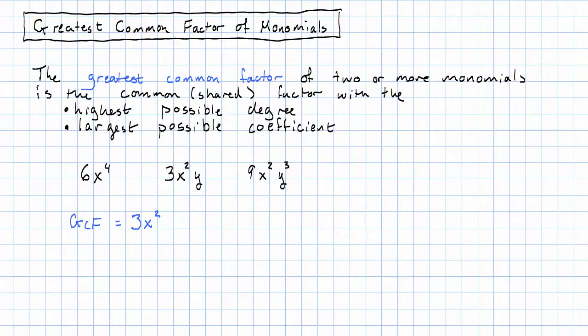Well, 6x to the fourth is 3x squared times, what do I need to multiply 3 by to get 6? Well, I need to multiply by 2. What do I need to multiply x squared by to get x to the fourth? I need to multiply by an additional x squared.